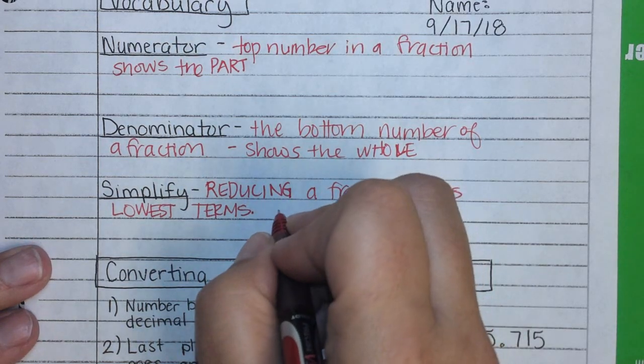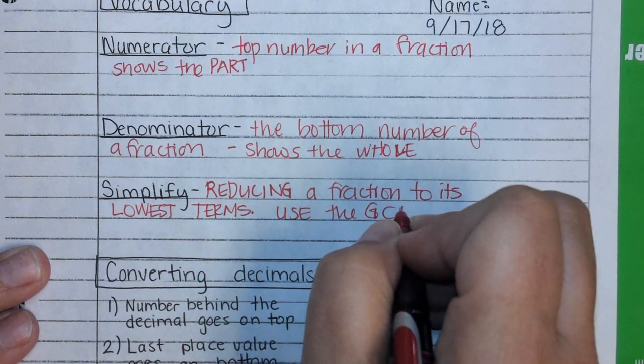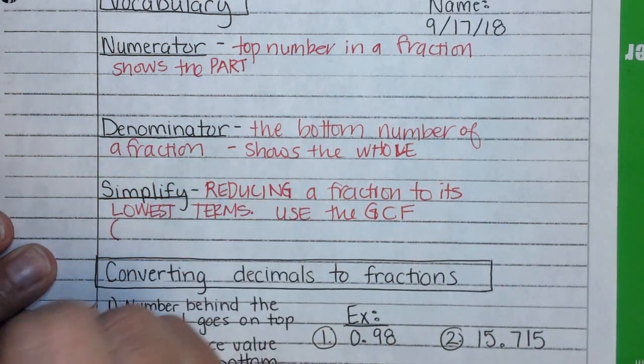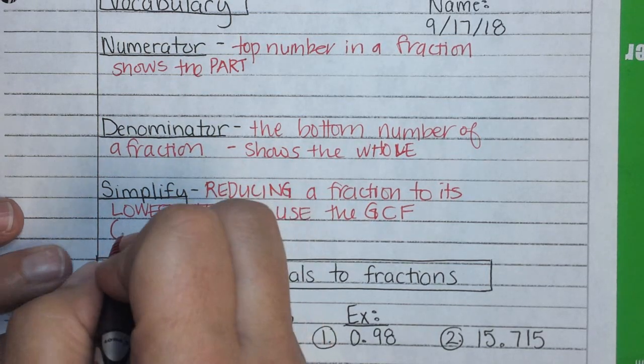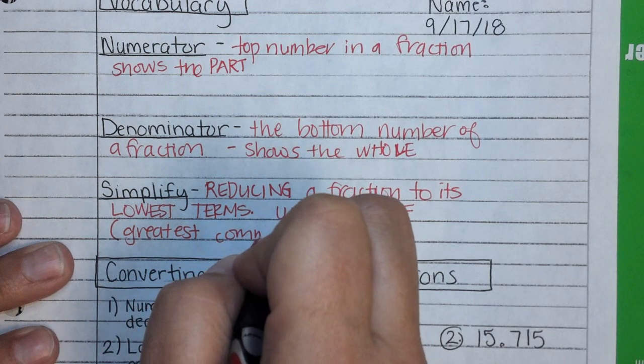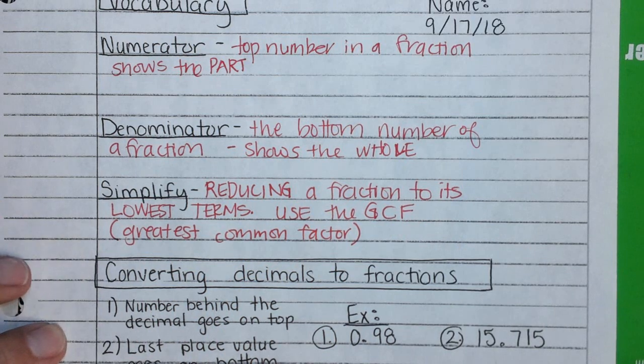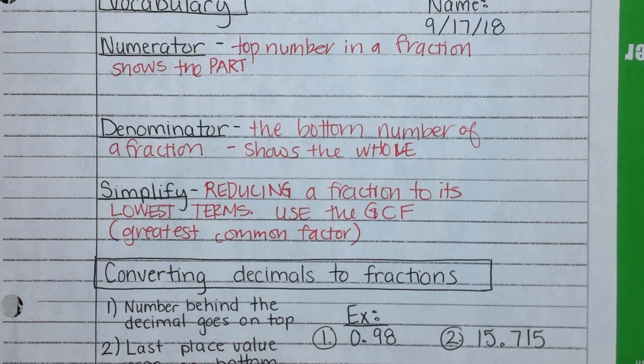And we do that by using the GCF. Anybody remember what that stands for? I'll give you a hint. Greatest. See, I knew you knew it. Greatest common factor. Okay? The GCF, or the greatest common factor. That just means the largest number that both your numerator and denominator share as a factor, which just means it can evenly divide both of them.